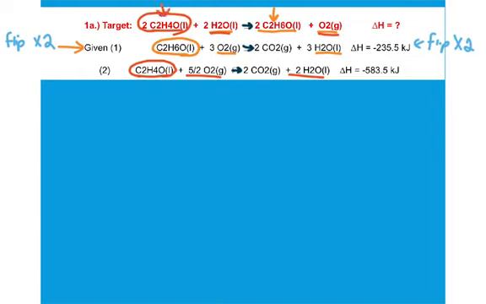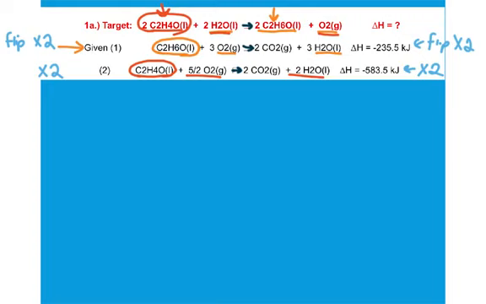So it's already on the left-hand side of the arrow in my given equation, so I don't have to flip this equation. But you will notice I have a coefficient of 2 in the target equation and no coefficient in my given equation. So I will want to multiply that by 2 to fix the coefficient. And again, whatever I do to my equation, I also want to do to my delta H.